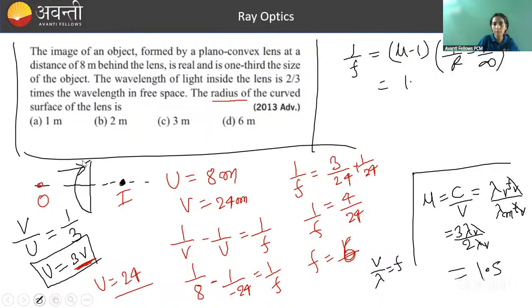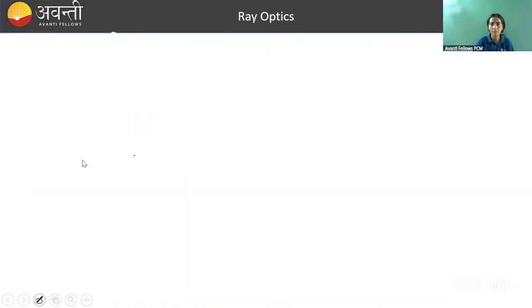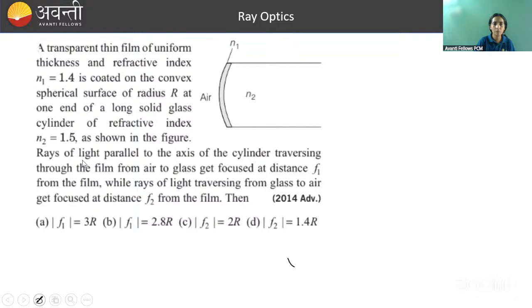So here put 1.5 minus 1 by r, and this is 1 by f. 1 by f is how much? 1 by 6. So what will be the value, tell me. This is 1 by 2r, this r is equal to 3 meter. Okay Sohel, so your f came as 6; you needed to use the lens maker's formula to calculate r. So the correct answer should be option c, yes, that is your 3 meter. So nothing much to do here, right? Let's do this question. This is a question coming from simple derivation, so do it and let me know what options you're getting.